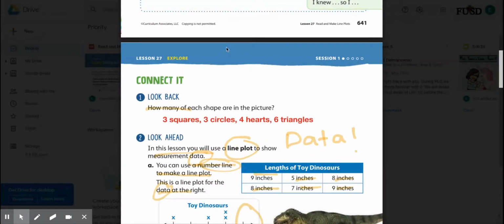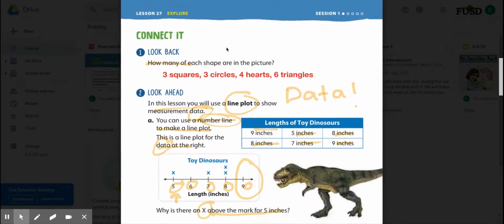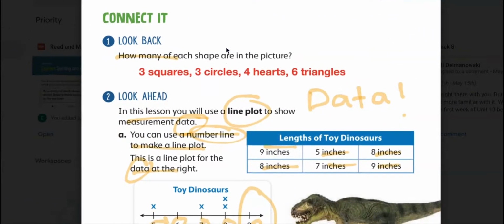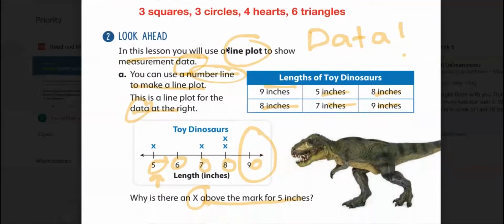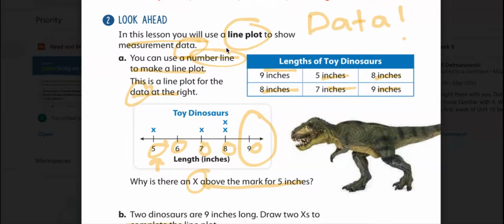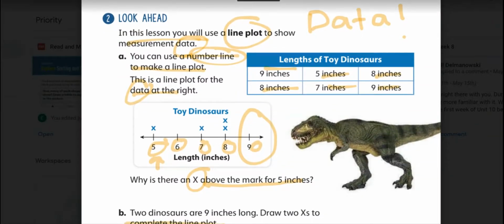And let's look ahead. So we learned about a graph. So we used a graph. Now let's look at this problem. We're going to learn something called a line graph, a line plot. So let's see. In this lesson, you will use a line plot to show measurement data. Wait, we know about measurement. We know data means information. And we're going to learn something called a line plot. Do you notice how it's bolded?